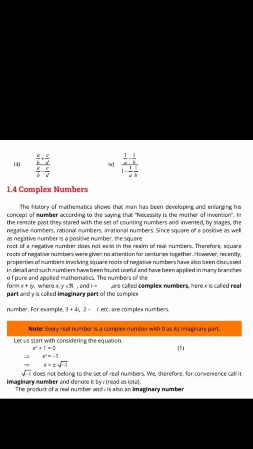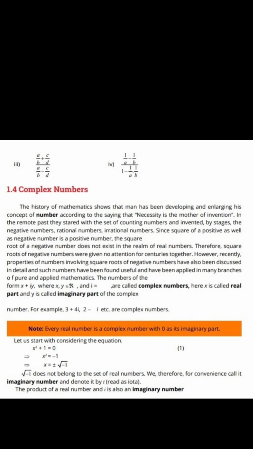Now we are going to define what complex numbers are. The number of the form x plus iota y, where x, y belong to real numbers and the square root of minus 1 is equal to i, is called a complex number. Here x is called the real part and y is called the imaginary part, and that is why their combination x plus iy is called a complex number. For example, 2 plus 3i, 1 minus 5i, etc., are complex numbers.